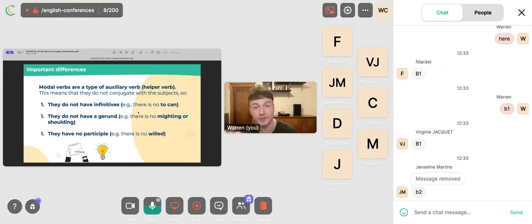Next point, gerunds. We do not add ing to modal verbs. Never. No exceptions to this rule. There's no mighting, there's no shooting. We don't have gerunds in this case. And the last one, you might be happy to hear this one, there are no participles to consider. We don't add ed, there's no irregular forms here. There's no willed, there's no canned either. So no participles, no infinitives, and they do not have gerunds, meaning we do not conjugate modal verbs like this.